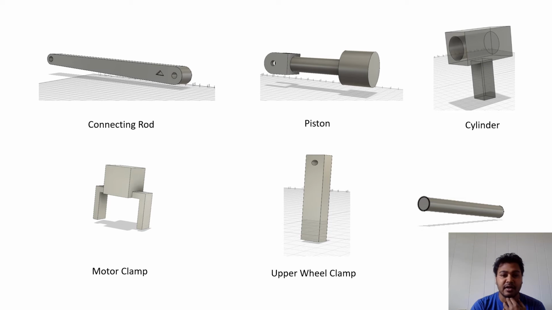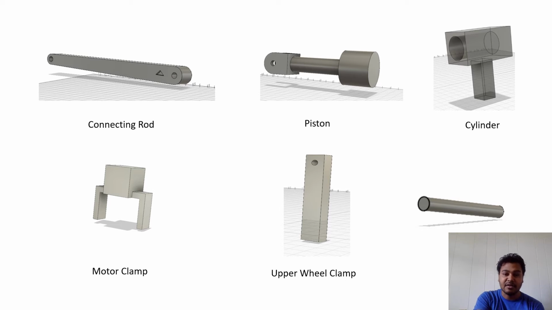So the connecting rod, as already specified, is the component that transfers the rotary motion from the wheel to reciprocating motion in the piston rod, and that actually drives the reciprocating pump. The piston is the reciprocating component inside the piston cylinder assembly, which actually drives the reciprocating pump.